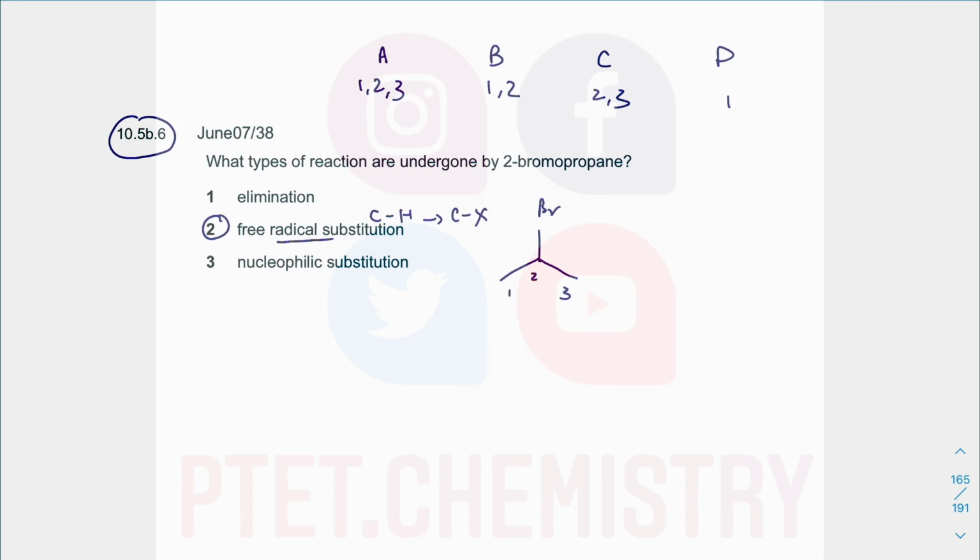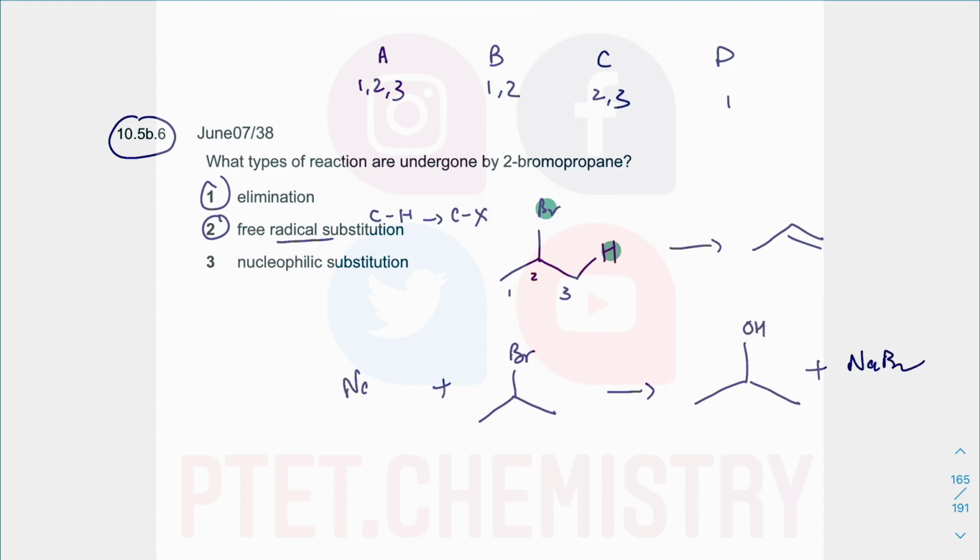And then when you have elimination, of course we can also have hydrogen there, like that and like that. You can of course undergo elimination, and you can also undergo nucleophilic substitution because you are a halogenoalkane. So what happens is you can become OH, for example, and then you kick out NaBr. If you react with NaOH, that is called hydrolysis. Or in other words, the type of reaction or the mechanism specifically is nucleophilic substitution. So all 3 are correct there.